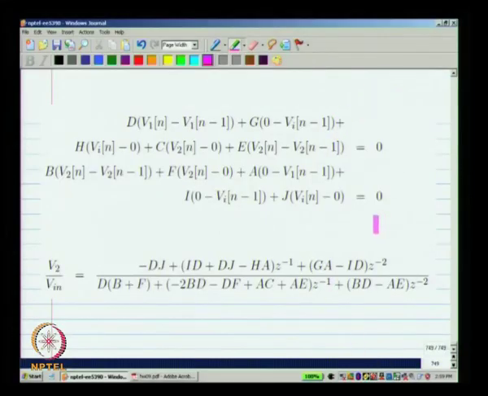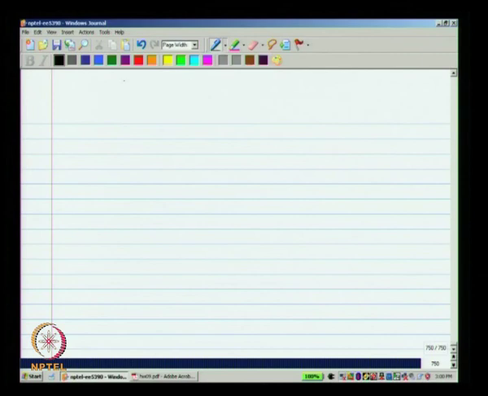Now, it turns out that these are the difference equations. This is for the first integrator and this is for the second integrator, and then if you solve for V2 by Vin in the Z domain, you will get this. You see that you will have a second order polynomial in Z inverse in the numerator and a second order polynomial in Z inverse in the denominator. So, you can realize any second order polynomial that you wish to have. Now, it turns out that this in fact has more degrees of freedom than you need. There are so many capacitors. In many cases you can set some of them to 0 and constrain some of them to be equal to each other.